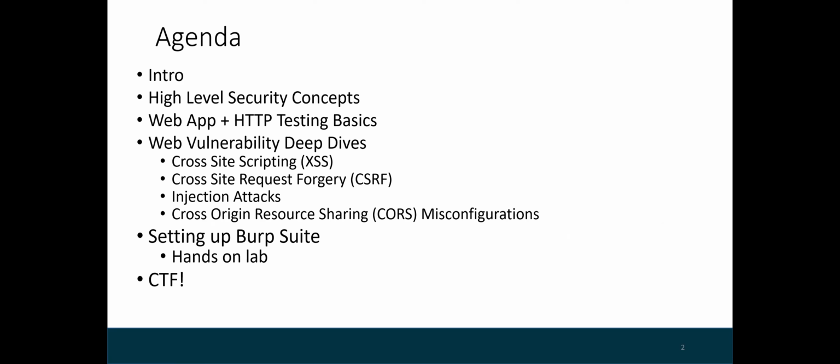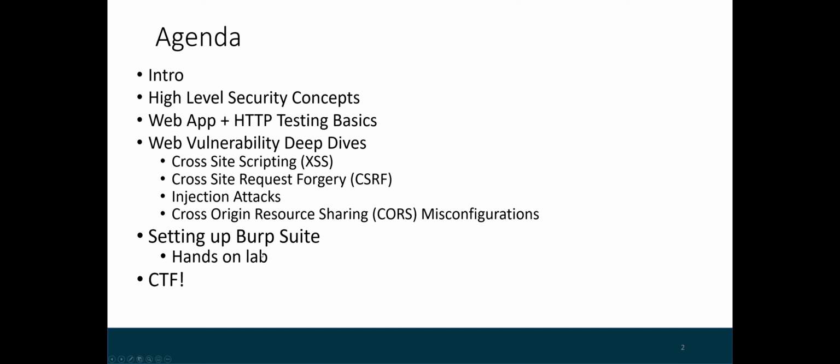Then we'll actually dive into the vulnerabilities. I'll do some deep dives on common classes of web vulnerabilities. The main ones we're going to focus on are cross-site scripting, cross-site request forgery, injection attacks, and then, time permitting, I don't think we got to this one last time, depending on where we are, I can also talk about cross-origin resource sharing, or CORS, which in and of itself is not a vulnerability, it's actually a feature, but they're so commonly misconfigured that it leads to vulnerabilities.